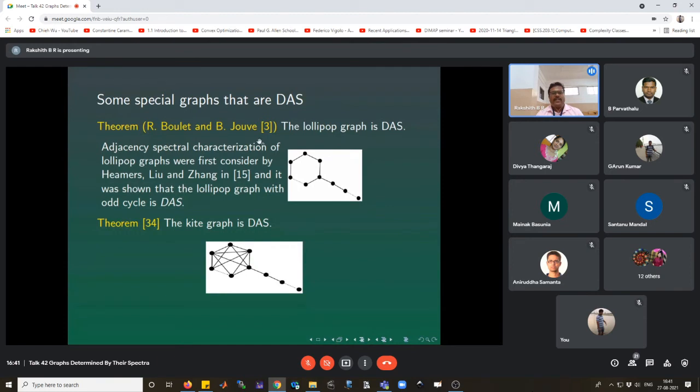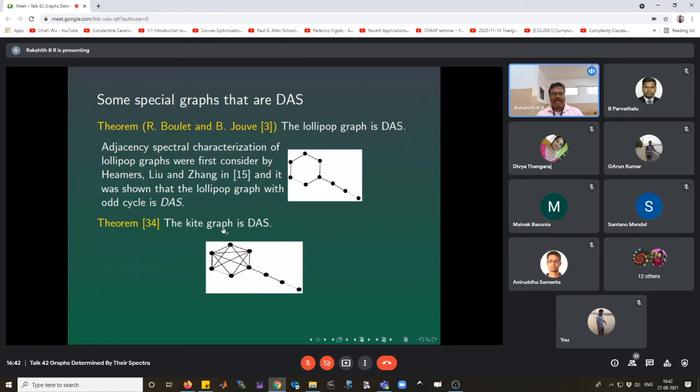Very recently, in 2008, it was proved that this graph is determined by the adjacency spectrum. Earlier, the study of the lollipop graph was carried out by Haemers, Liu and Zhang, where they proved that the lollipop graph with an odd cycle is determined by the adjacency spectrum. And more generally, it was also shown that any lollipop graph is determined by the adjacency spectrum.